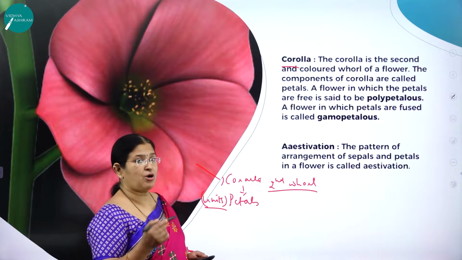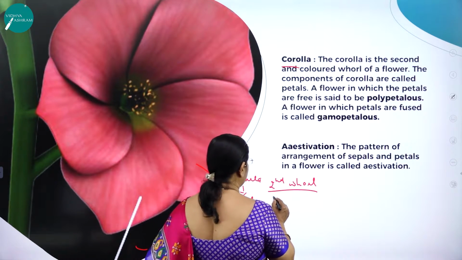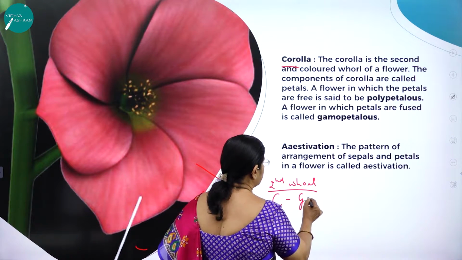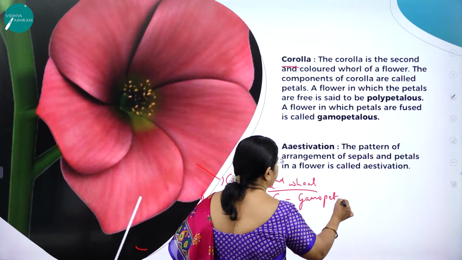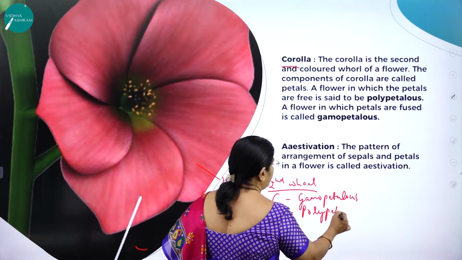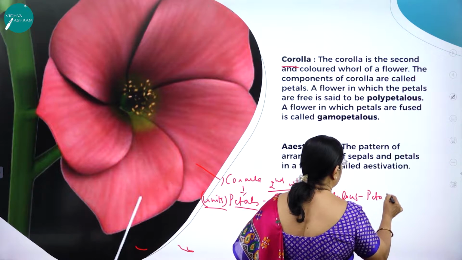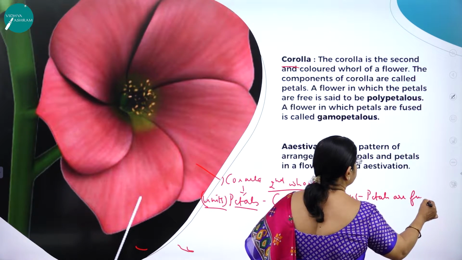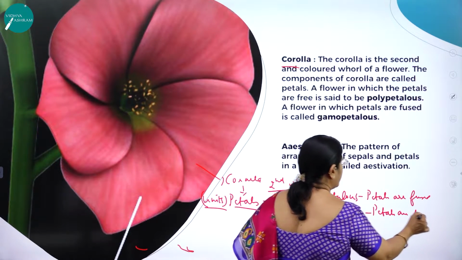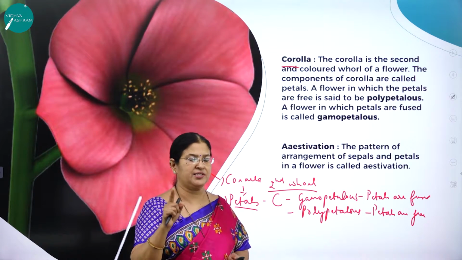So the components of corolla, as I said, are called petals, and in a similar way, the symbol we write for corolla is C, and we use the words gamopetalous and polypetalous. Gamopetalous is when the petals are fused, and polypetalous is when the petals are free. I repeat, calyx is the first whorl of a flower, and the units of calyx are called sepals.